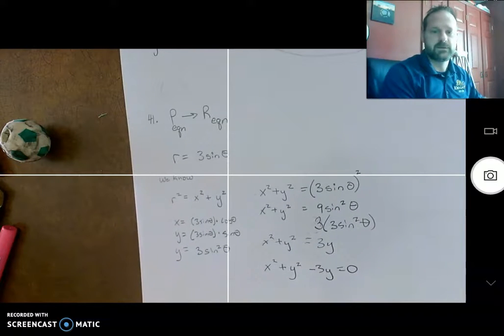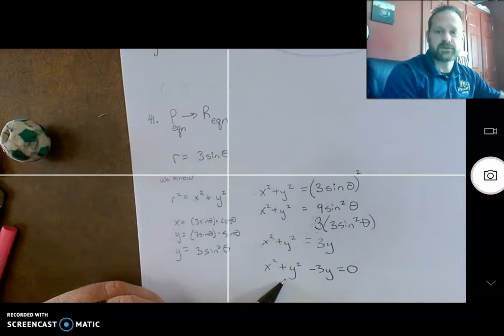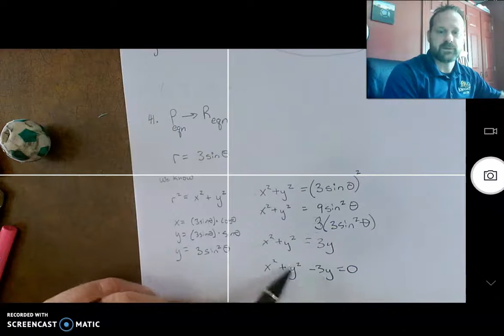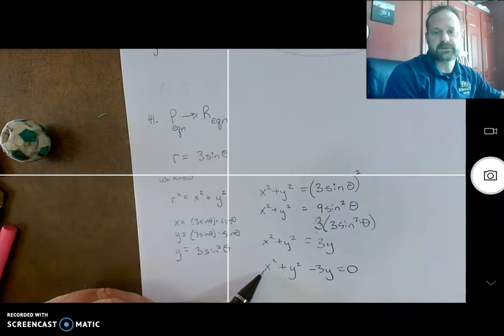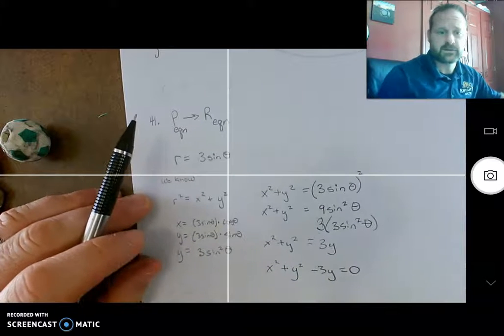Okay. So polar mode to rectangular mode. Okay. So it's a circle. Y term. We could find that to get the center. We know the x coordinate would be 0, and we can find the y. It's going to be some ugly number here. All right. So let's continue.